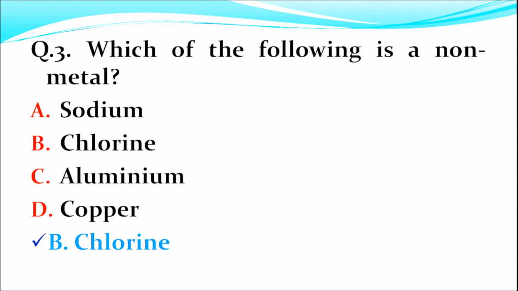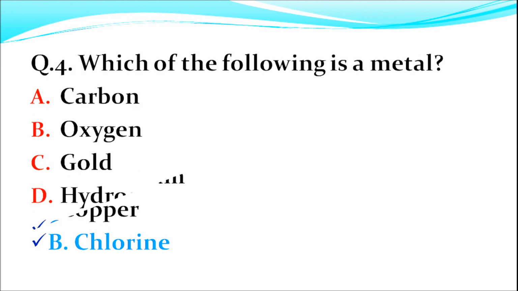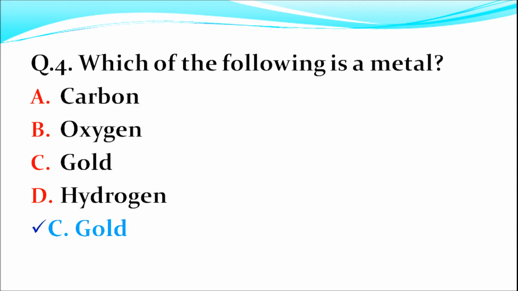Which of the following is a non-metal? Option A sodium, option B chlorine, option C aluminium, option D copper. Correct answer is option B, chlorine is a non-metal. Which of the following is a metal? Option A carbon, option B oxygen, option C gold, option D hydrogen. Correct answer is option C, gold. Gold is a metal.